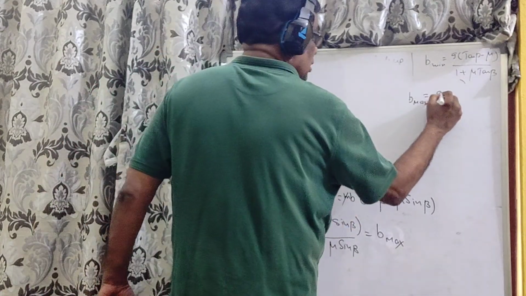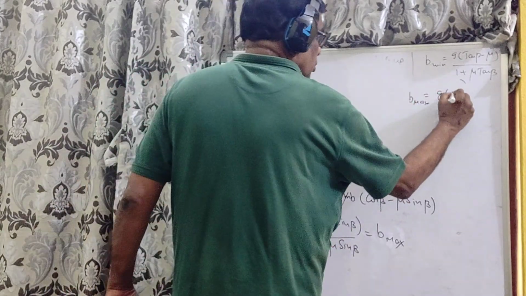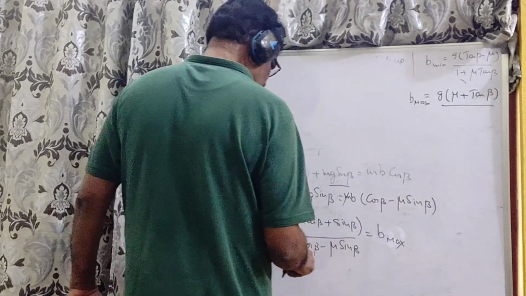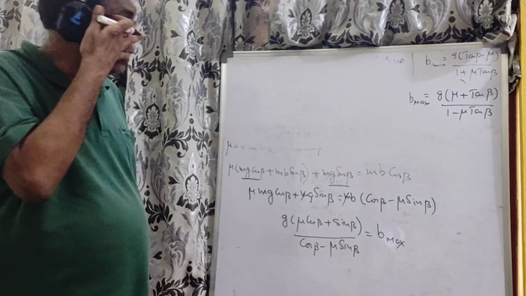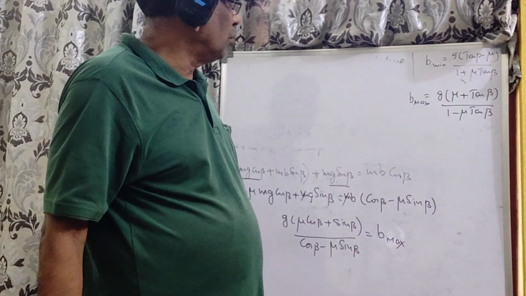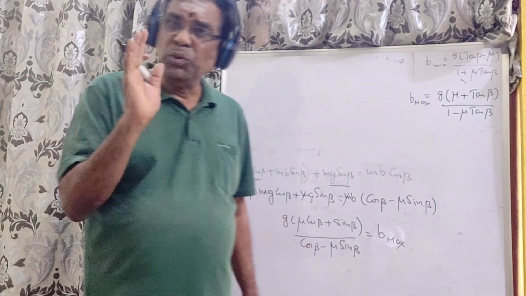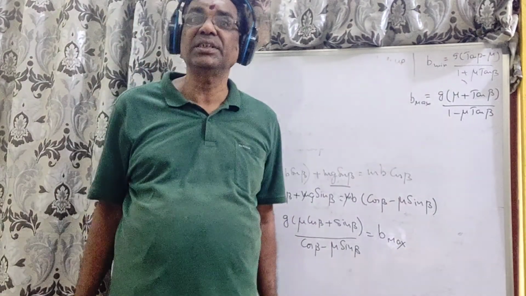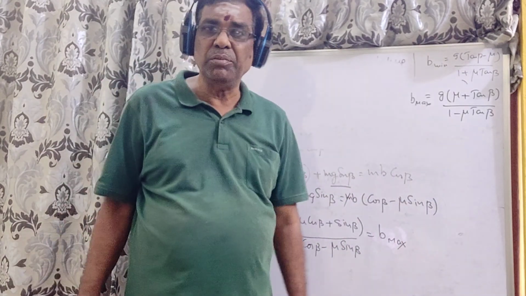is g divided with cos beta, then what do you get? Mu plus tan beta by 1 minus mu tan beta. Now, if you put mu is equal to 0, you will get our original smooth surface, what is the minimum acceleration to prevent the body from slipping? Got B is equal to g tan beta, you get the same in both the cases.